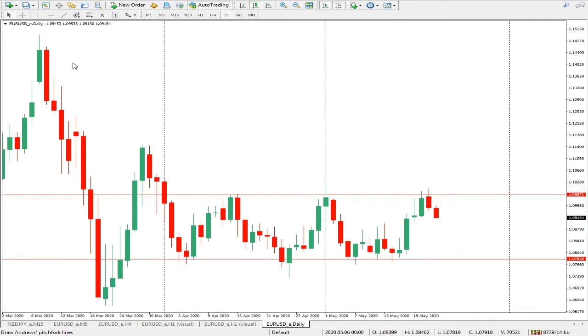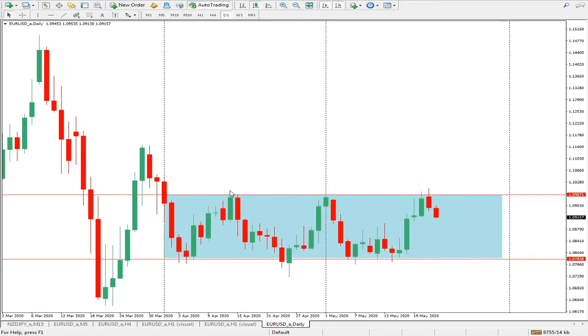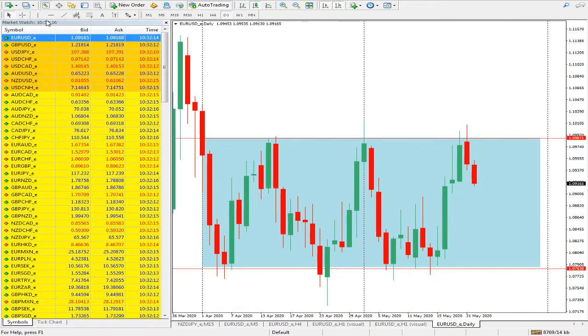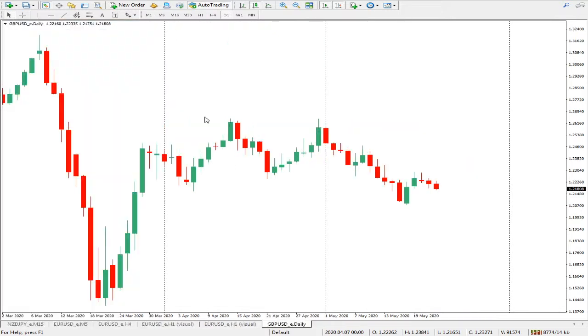So this is like some possible wedge formation. We have it around this point. We had a resistance, a resistance, a resistance. We expect price to go up to this point, which is 1.07838. So the next chart, GBP/USD, is this here.